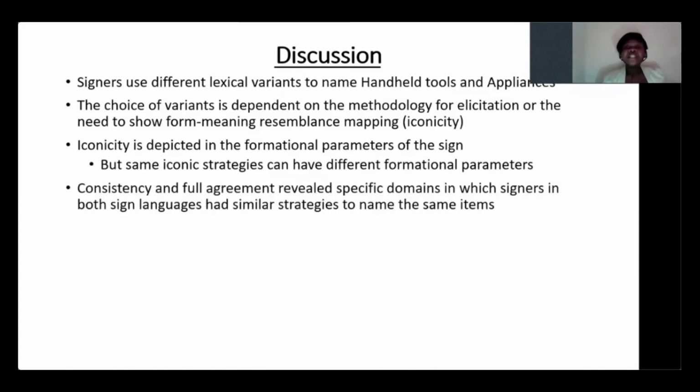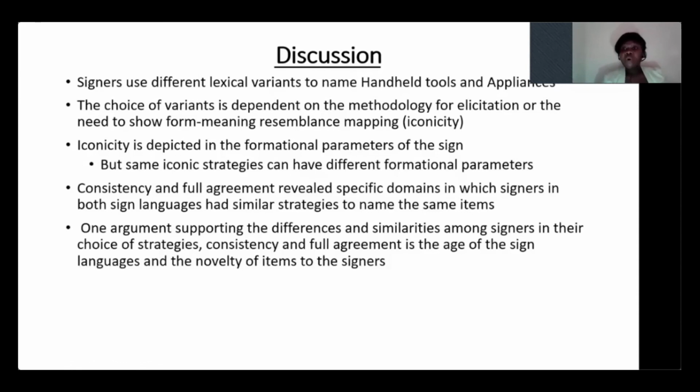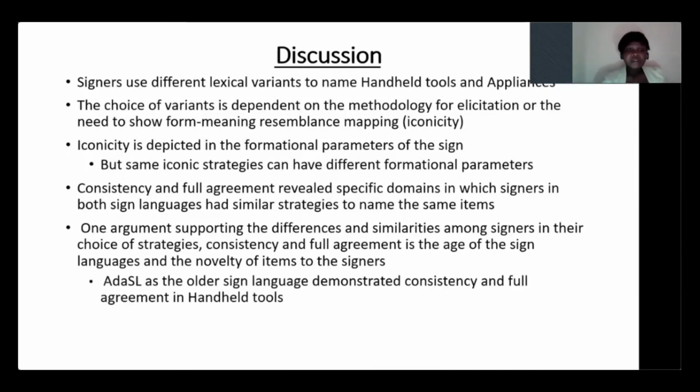We've seen that consistency and full agreement reveal specific domains in which signers in both sign languages have similar signs to name the objects. You could see that Ghanaian Sign Language and Adambabe Sign Language used similar signs for instruments, with a similar handshape. So one argument supporting the differences and similarities among signers is a choice of strategies. Consistency and full agreement also depend on the age of the sign language and the novelty of the sign. Let me explain further.